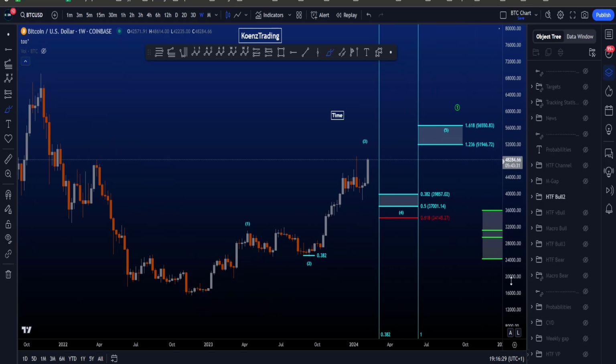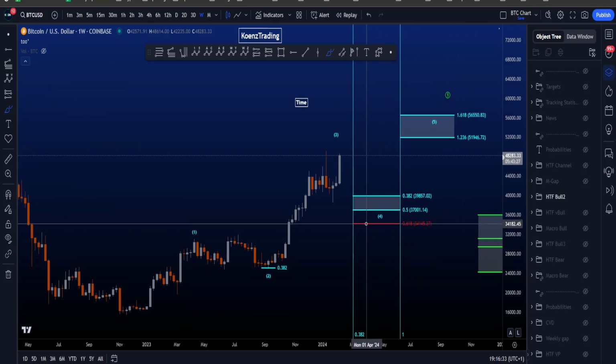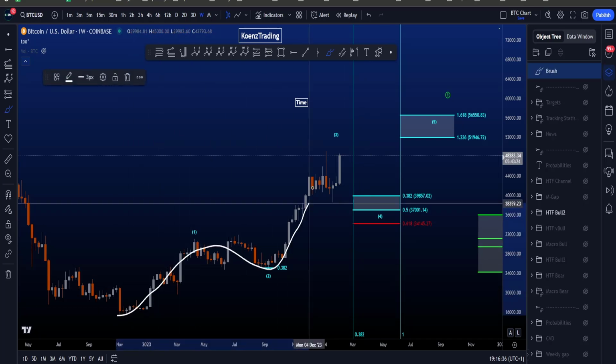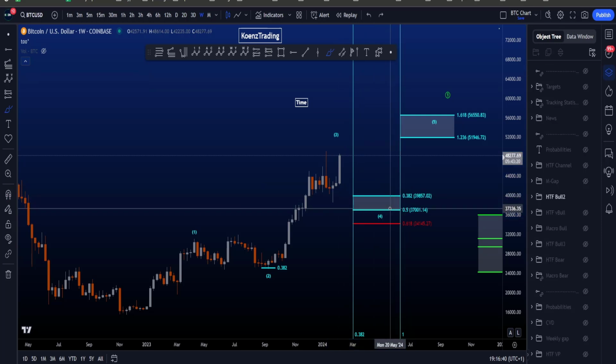In the second scenario, we are also still looking for a deeper retracement to the downside for pretty much the same reasons, even though the count here is different and we are looking for a wave 4 to the downside instead of a wave 2.